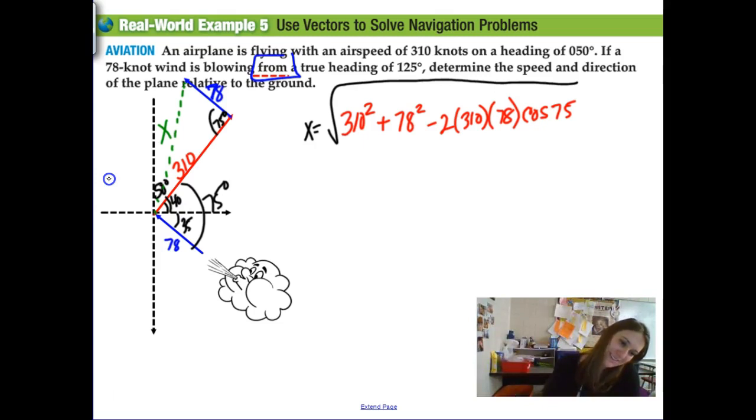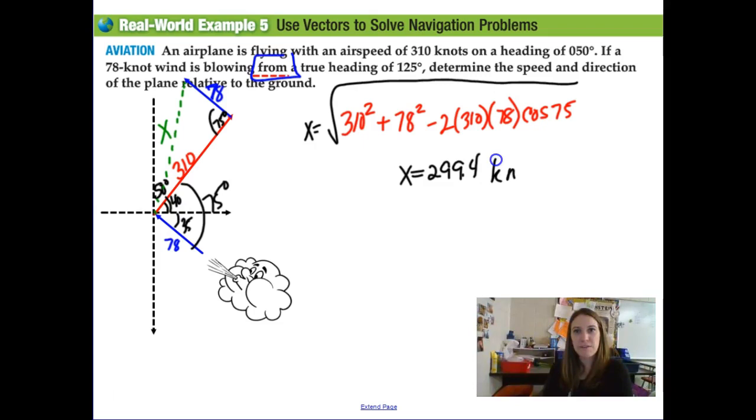Somebody got 299.4. Probably would have been quicker just to type. So that is the new speed of the aircraft. That's the magnitude. Now they want the bearing.